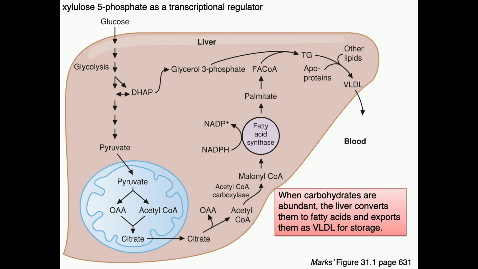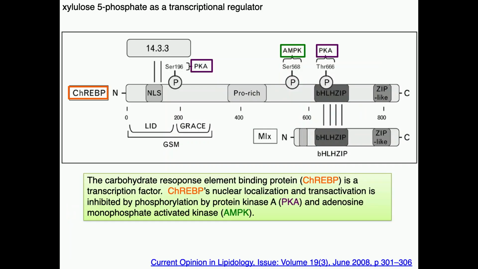Okay, so let's not go through all that now because you're going to hear about that later. But basically, tissues can turn carbohydrates into fat. So where does xylulose 5-phosphate come in? Xylulose 5-phosphate comes in with not CREB, but ChREBP.